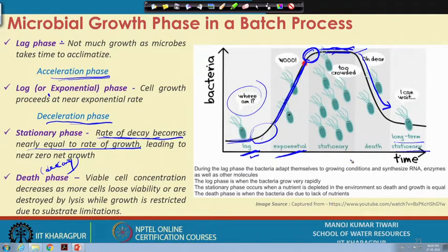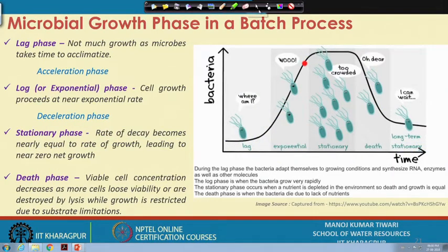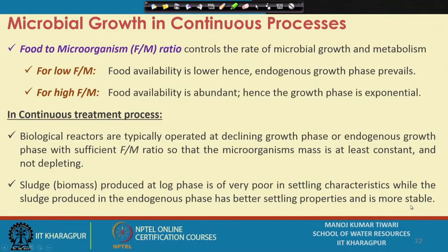So, we have these different growth phases, but the four major ones are lag phase or acclimatization phase, log phase or exponential growth phase, stationary phase and death phase, which is typically when the endogenous decay becomes more prominent. Okay. So, that is about a batch system.